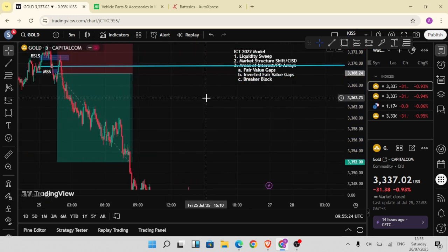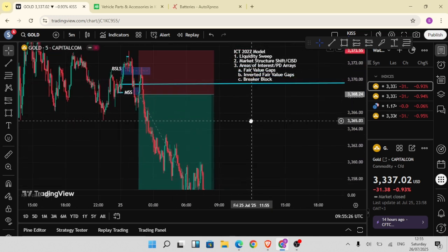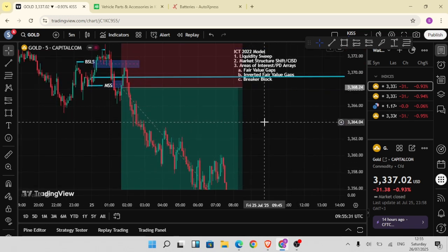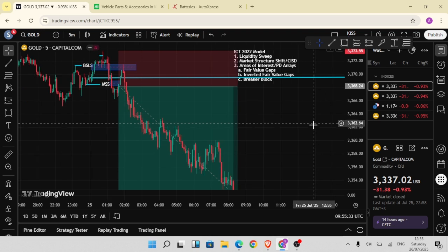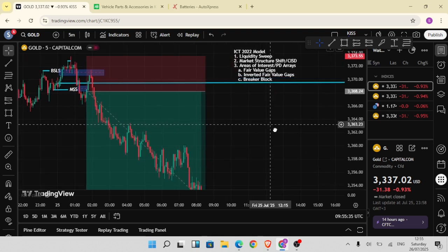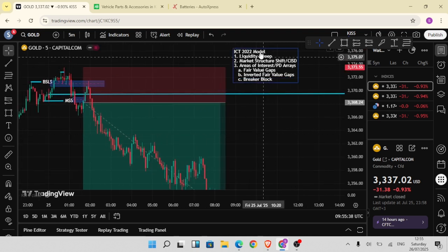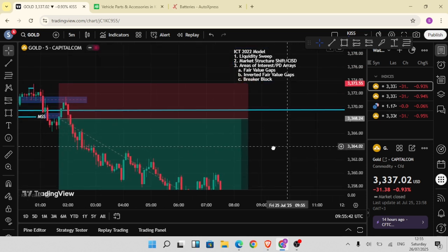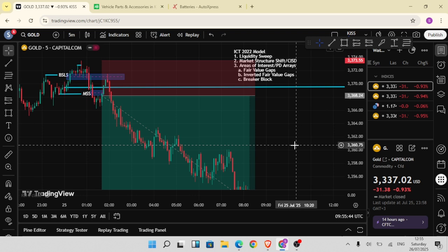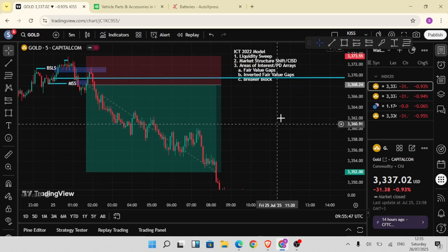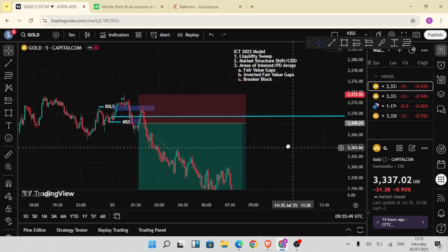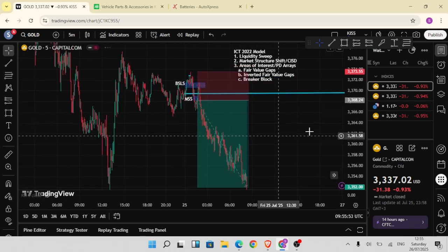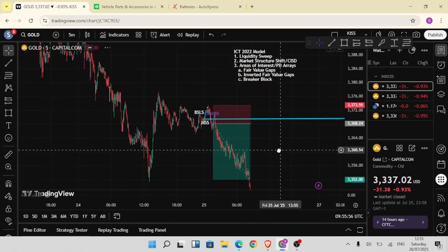And guys, that is how you introduce the ICT 2022 model to this very simple, stupid, basic trading strategy. Nothing complicated. Even this model is not complicated. It's a very simple approach. 3 days of straight wins: Wednesday, Thursday, and Friday. Those 3 days gave you a total of 9 risk reward ratio.